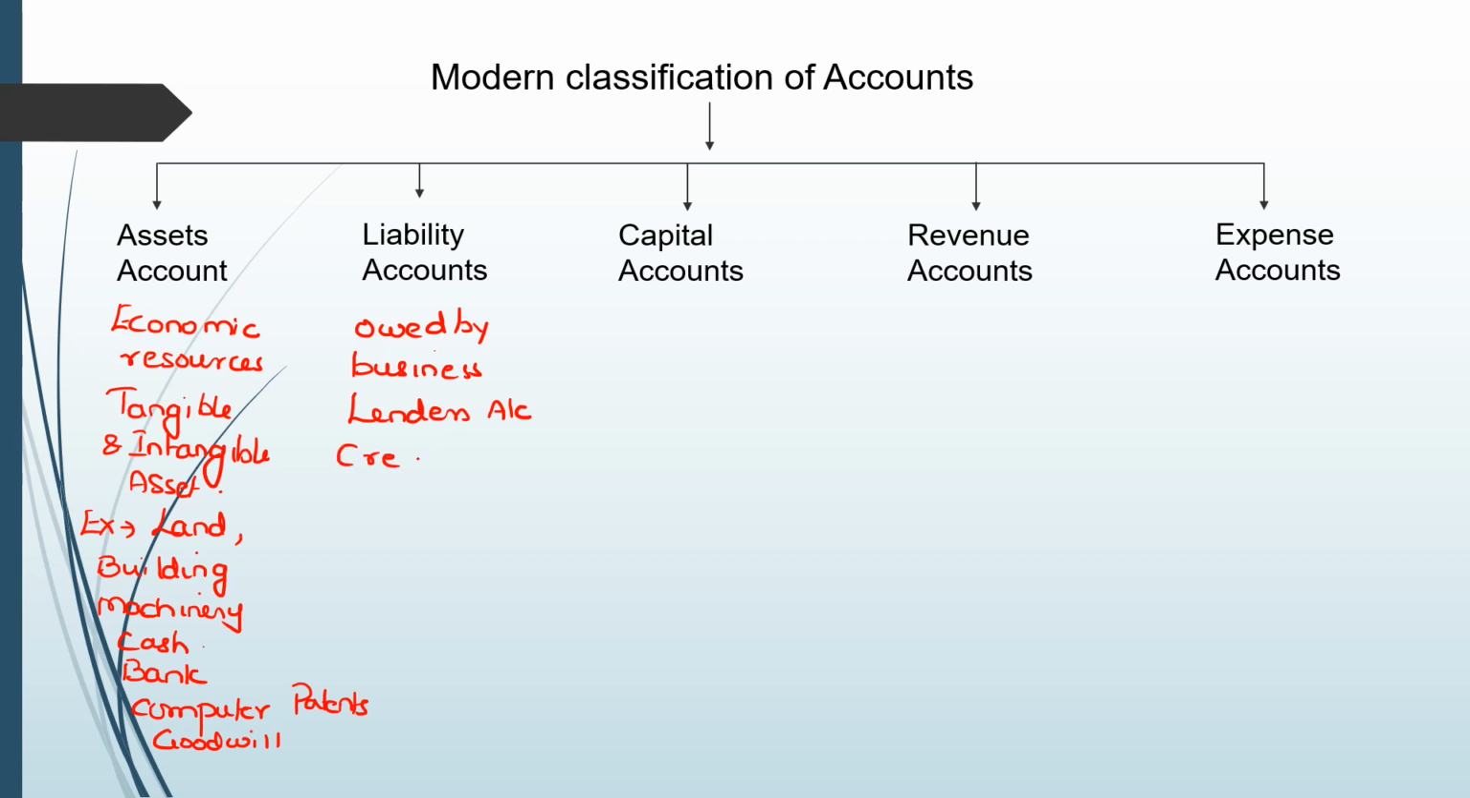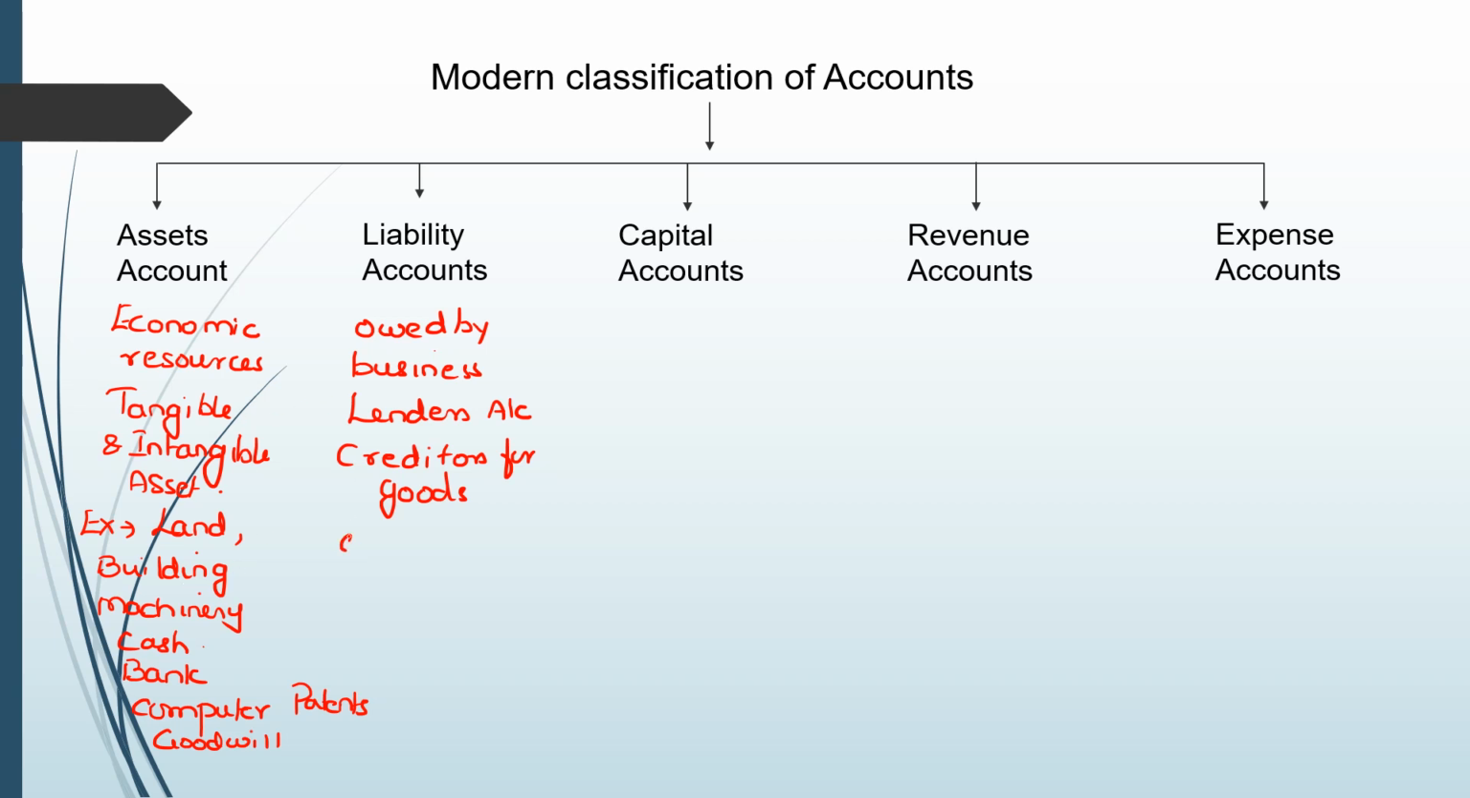Other than that, we can have creditors for goods. Whatever the type of business, goods that they are dealing with, when that is purchased on credit, then it leads to creation of creditors, the person to whom the business will have to pay for the goods that it has purchased on credit. So those creditors accounts would be opened under the category of liability accounts.